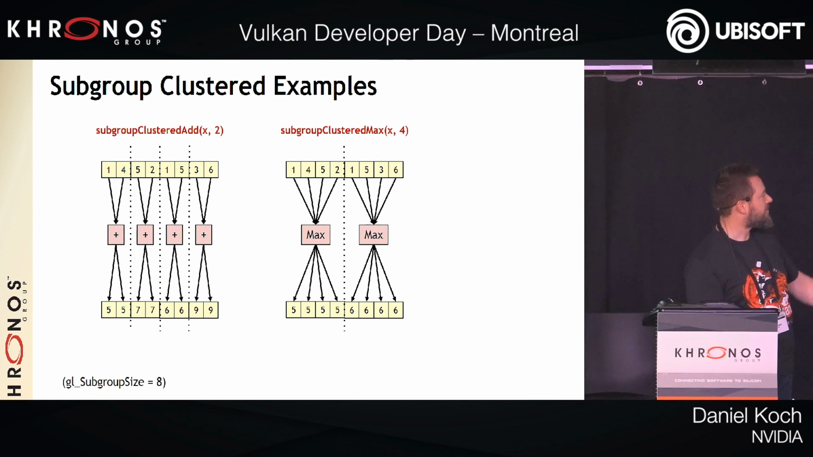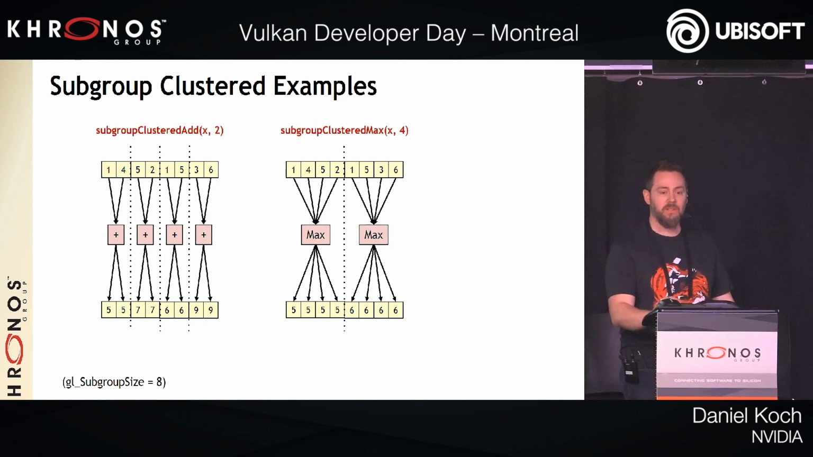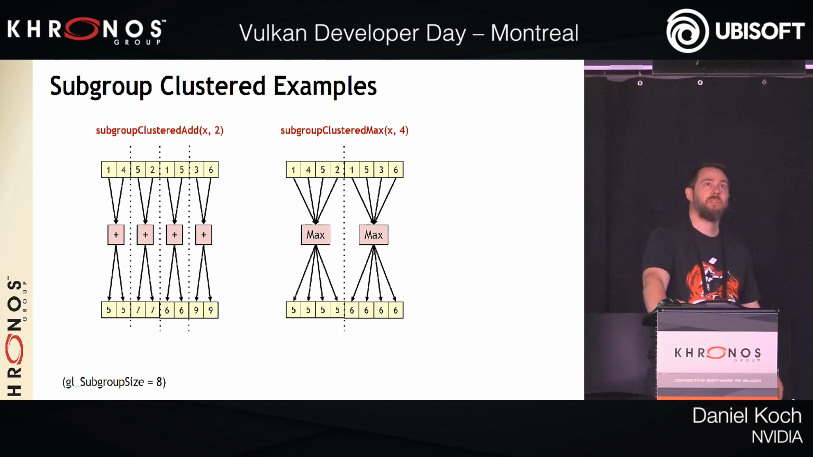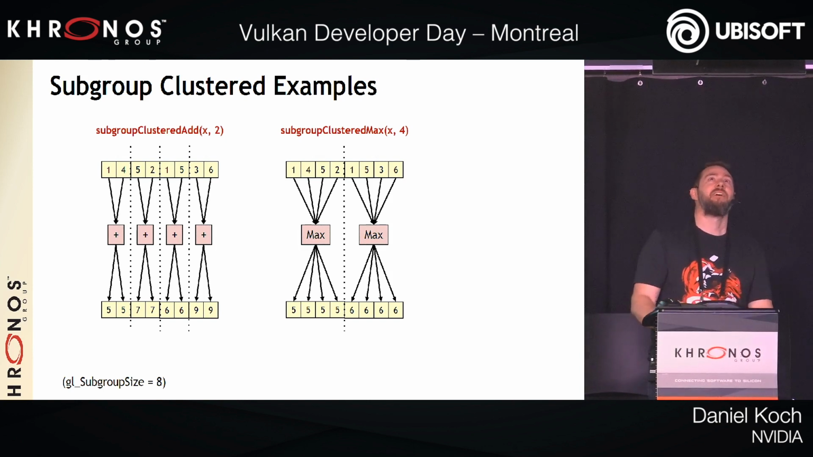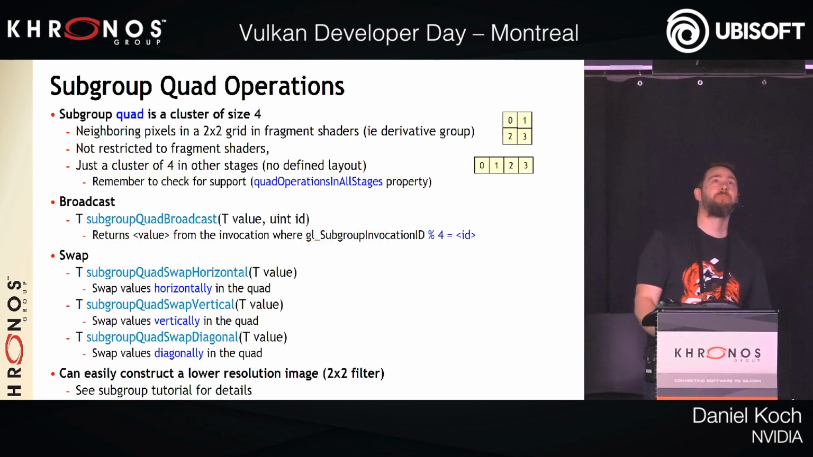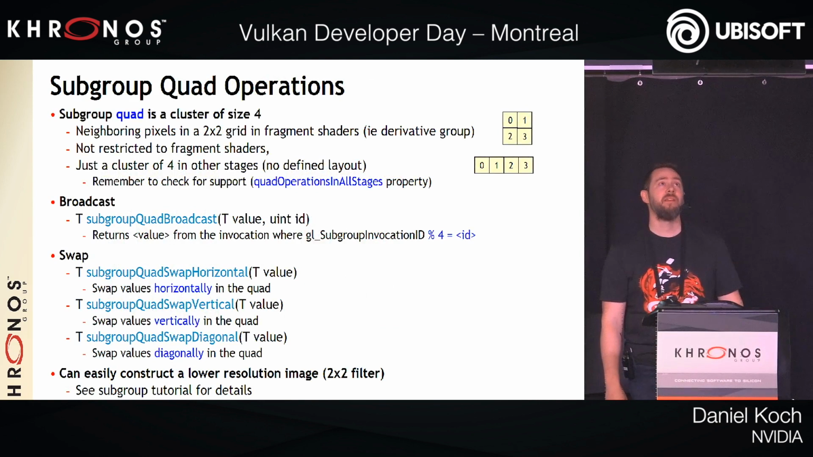So again, here 4 invocations are going to participate in each max, and it's going to write out the value to the same 4 threads that participated in that. And so I just went up to subgroup size of 8 here just because the examples are getting a little more interesting. Need a few more threads to show what's going on.